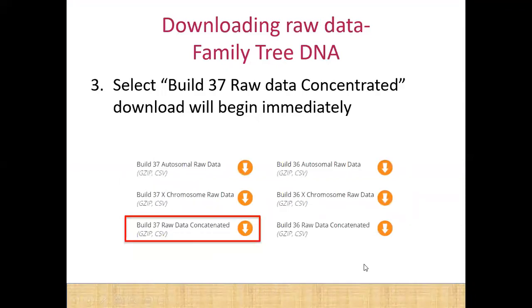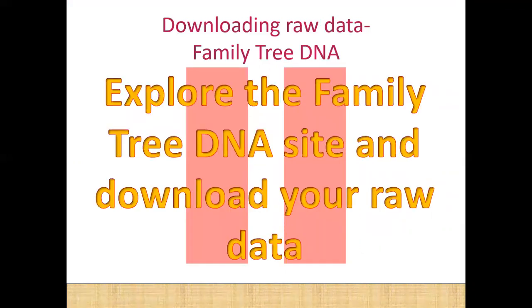You will be given different selections to choose from. You will want to click Build 37 Raw Data Concentrated to download your autosomal DNA results as well as your xDNA results. Go ahead and explore the Family Tree DNA site and download your raw DNA data.